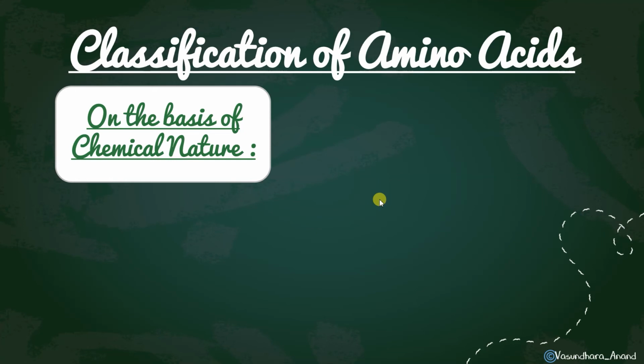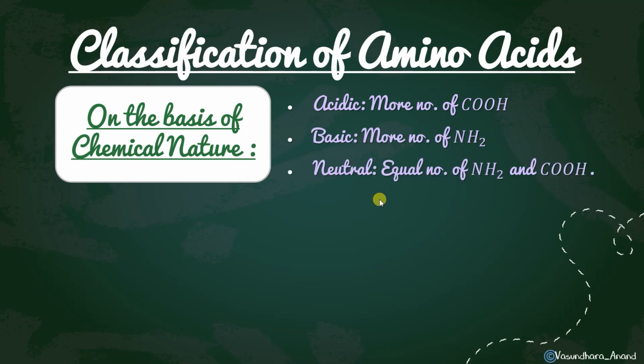On the basis of chemical nature, if COOH group and NH2 group are in equal number, then it will be called neutral. Okay, let me show you. If an equal number of NH2 and COOH groups are there, then it will be called neutral. If COOH groups are more, then it will be acidic, and if NH2 groups are more, it will be called basic amino acid. I hope it is clear.